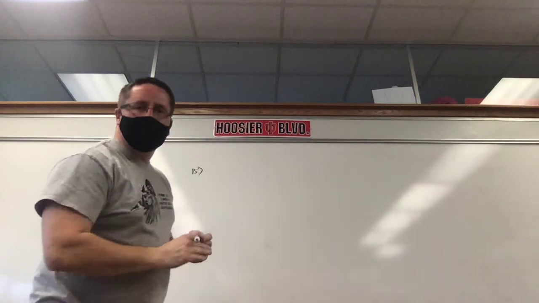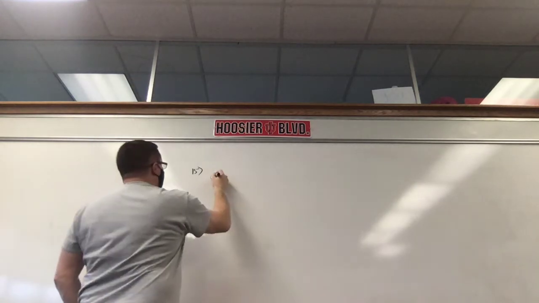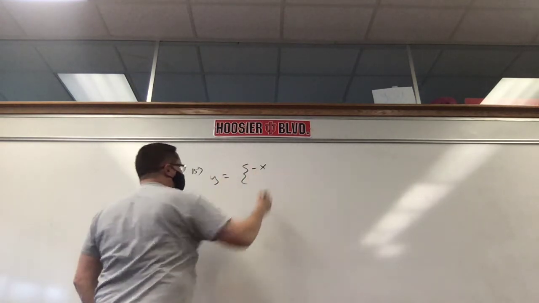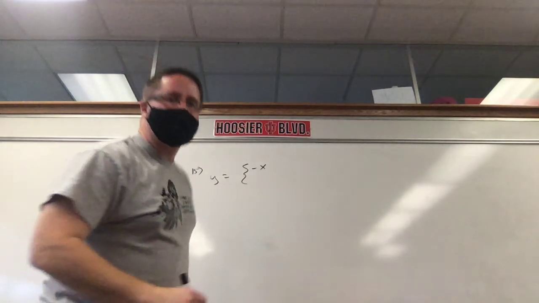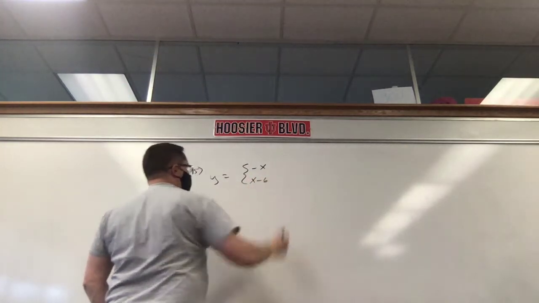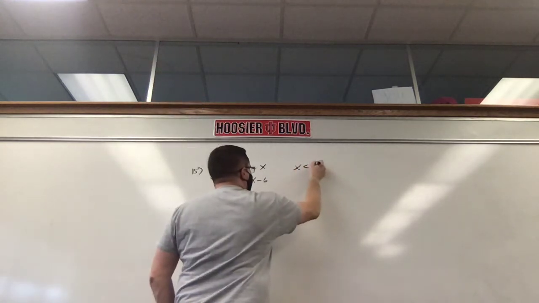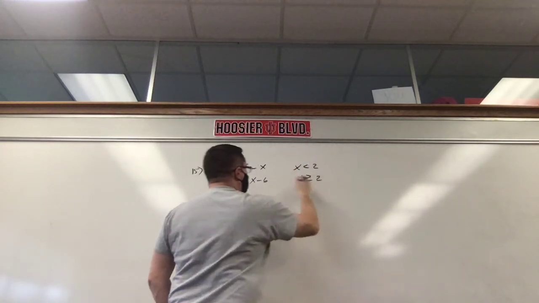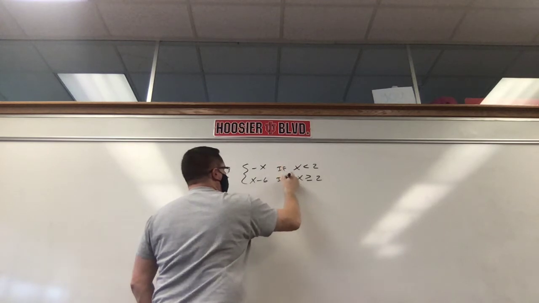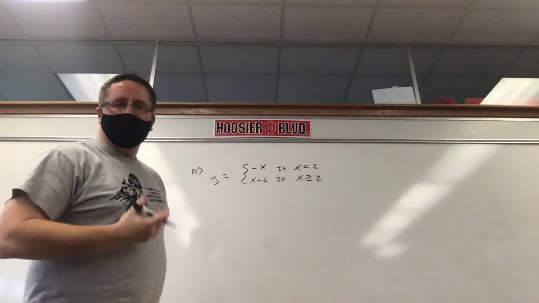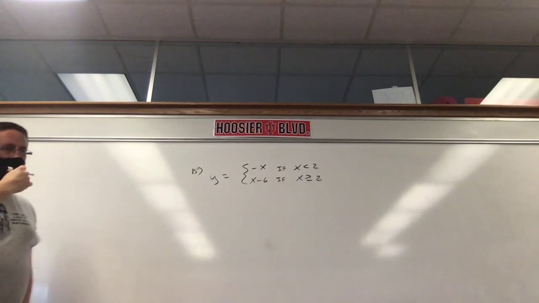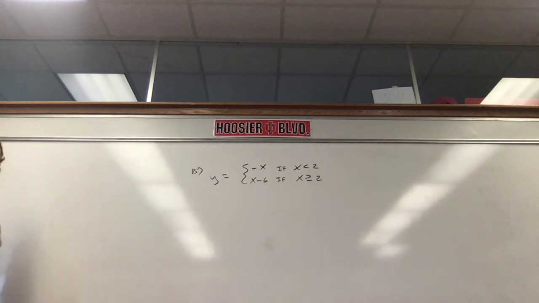Let's go ahead and jot this down. We have y equals negative x and y equals x minus 6. And then they say if x is less than 2, x is greater than or equal to 2. Go ahead and jot this down, and then we're going to graph these things. If you remember what we did before, they gave us these values, and they said plug this value in for x, and you had to plug it into the right function.